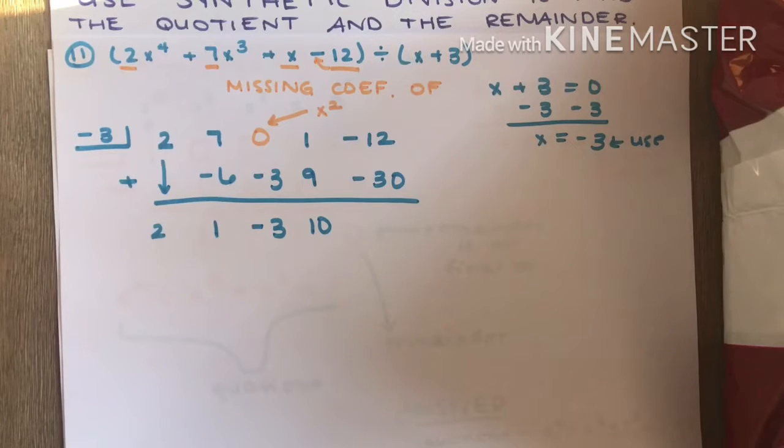So we took 1 times negative 3 to get 7 plus negative 6. We took negative 3 times 2 to get 7 plus negative 6, 1 times negative 3 to get 0 plus negative 3, negative 3 times negative 3 to get 1 plus 9, negative 3 times 10 to get negative 12 plus negative 30. And the answer to negative 12 plus negative 30 is negative 42.